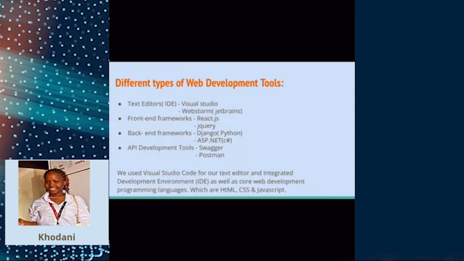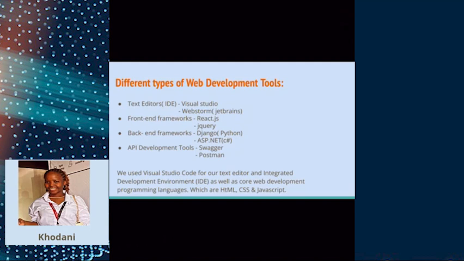So the different types of web development, like our curriculum stated, that we needed to make sure that we understand them in different examples. We have the text editors, which is the IDE, the Visual Studio, WebStorm, JetBrains as the examples. With the front end frameworks, which is our React and the jQuery. The back end frameworks, which is the Django, which uses the Python language, ASP.NET, which uses the C# language. The API development tools, the Swagger and the Postman.